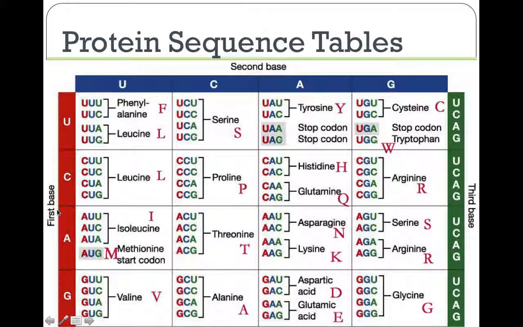So let's say we have CAG. We're going to look for C first here. So this is C. That means it's going to be in this row. Second, we have A, right, for CAG. Where is A at for the second base? It's up here. A for second base. So we're going to look at CA and then G over here. CAG comes out to be glutamine. Glutamine is that amino acid that builds this protein.